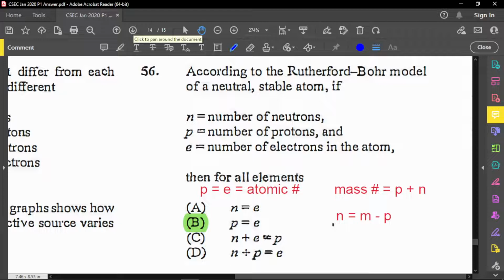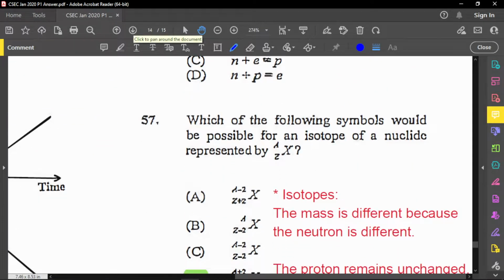So for all elements, the proton number must equal the electron number. So B is correct. N equals E, never. They're not equal for a stable atom. That is, they're not the same. All right, and C, it said N plus E equals P. Matter of fact, let's not even go through it. B is correct. Protons equal the number of electrons, which is the same thing as the atomic number for a naturally occurring element. All right, 57.